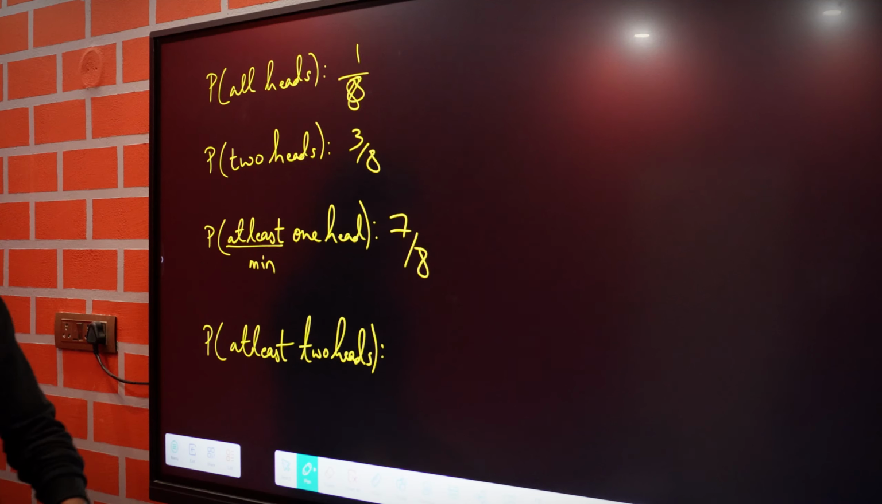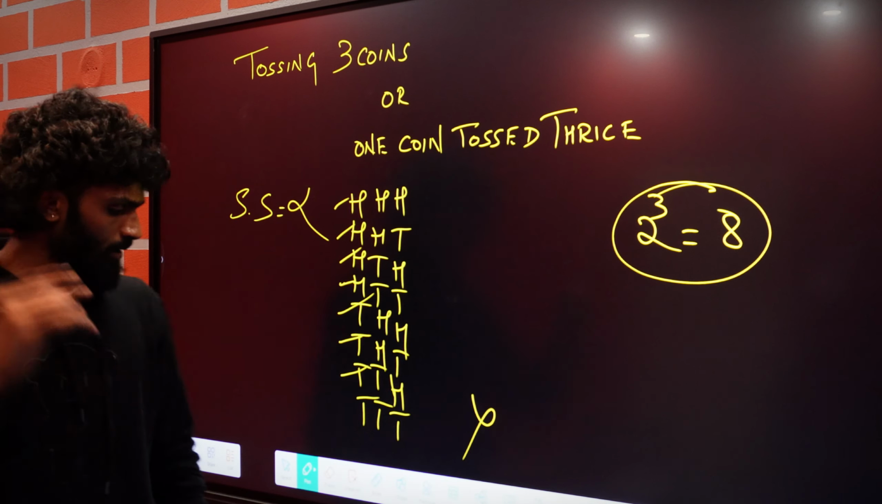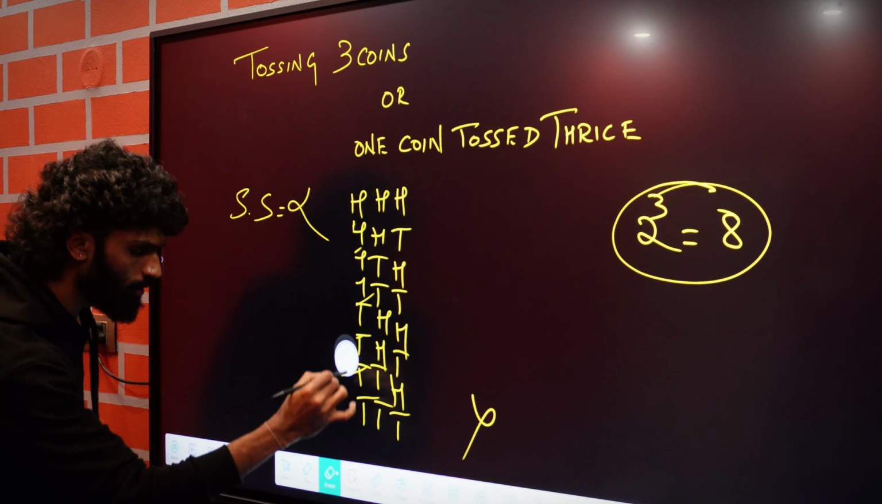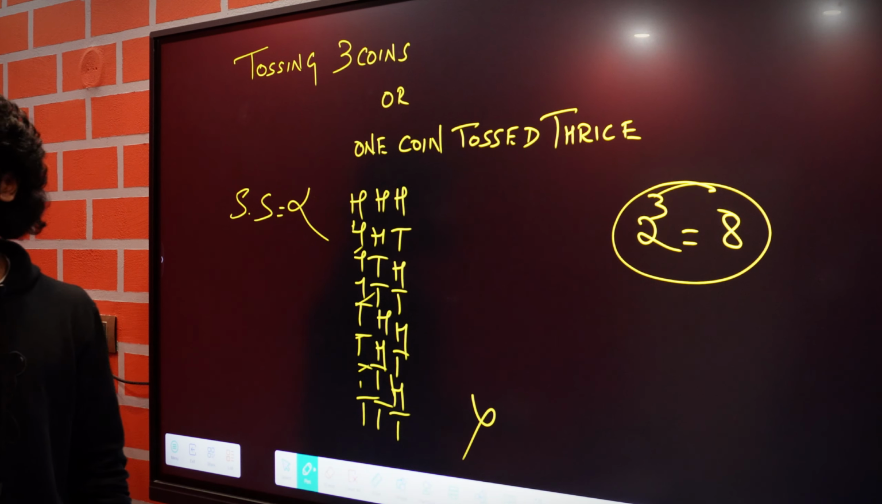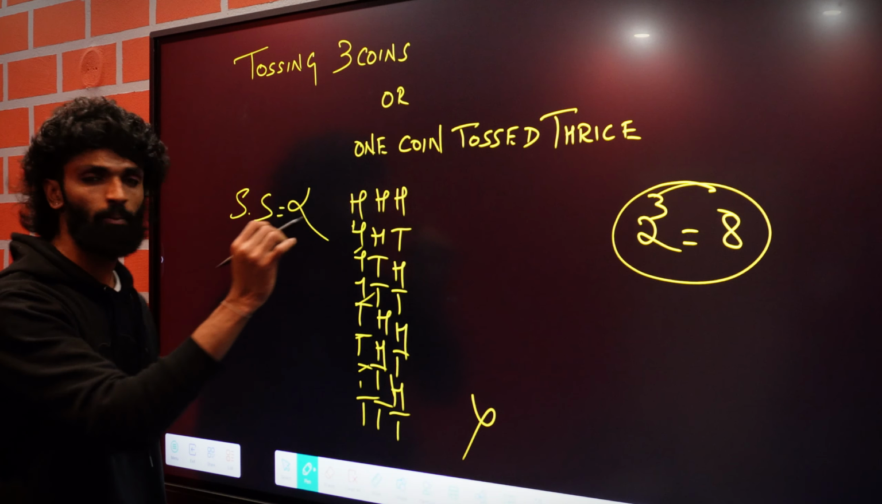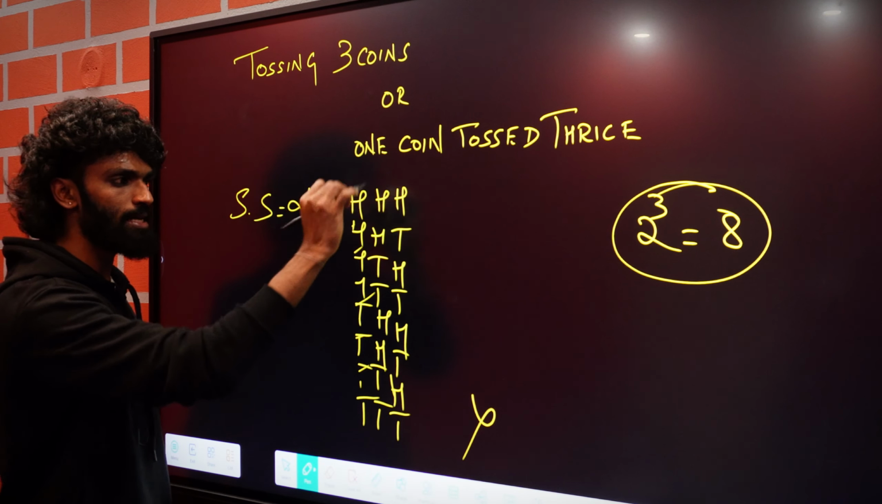Similarly, at least 2. Fine. Now they're trying to obviously up the level there. They're telling at least 2 heads, minimum 2 heads. Ask the same question here. Does this have minimum 2 heads? Yes. What about this?